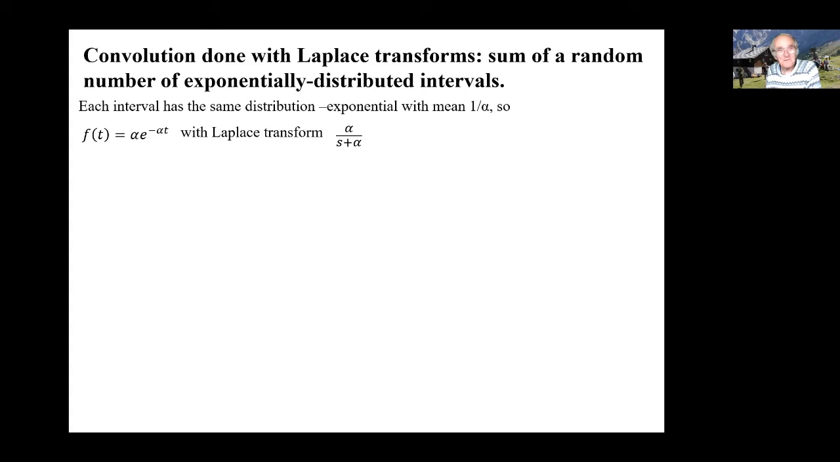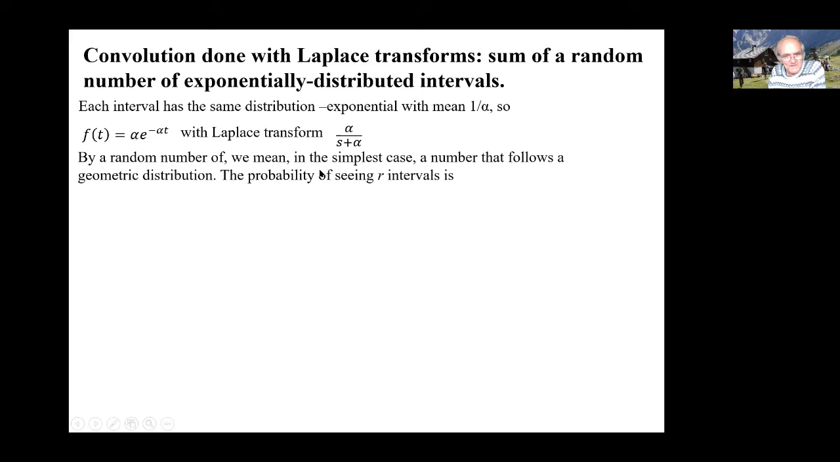So now we want to do the most interesting case of all, the convolution, by convolving Laplace transforms, of the sum of a random number of exponentially distributed intervals. Each interval has the same distribution, exponential, with mean 1 over alpha, so the distribution for each individual interval is that, and the Laplace transform is that. But we now need to consider also the distribution of the number of intervals in a sum of a random number of them. In the simplest case, by random we mean the number follows a geometric distribution.